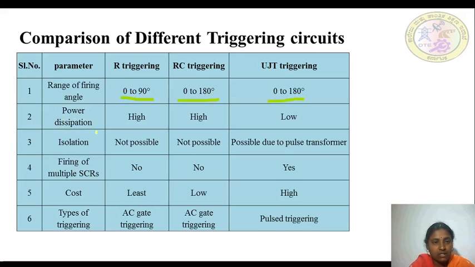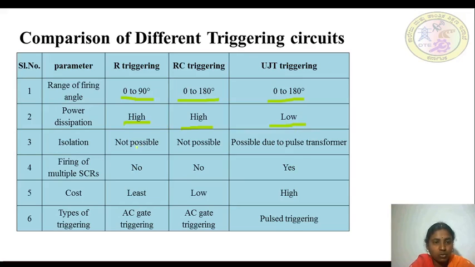If you come to the power dissipation of the circuit, in R triggering the power dissipation is high, and in RC triggering also the power dissipation is high, because a continuous voltage will be applied across the gate. So continuous power dissipation will be taking place in case of R triggering and RC triggering. But since UJT triggering is a pulse type of triggering method, the UJT pulses are used only for a short duration of time, so the power dissipation will be low.